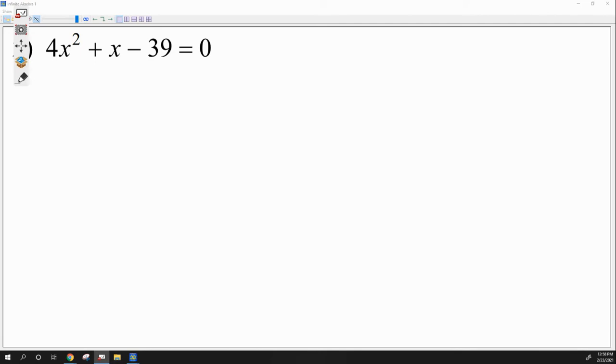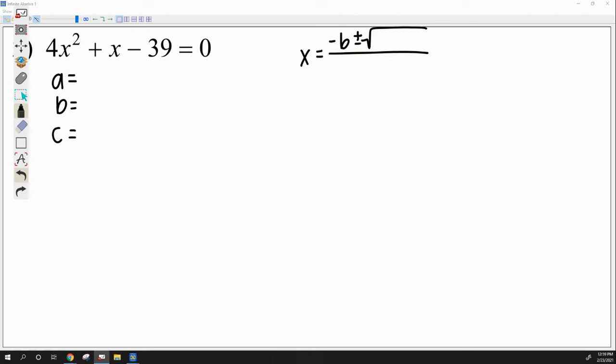This is what it looks like, right? Okay. On number 1, the first thing you need to find is A, B, and C, because that's going to help you fill in that quadratic formula that we just had, right? So you guys fill out A, B, and C right now. This quadratic formula should already be on your note card. I'm just writing it again so that we have it on the board too.